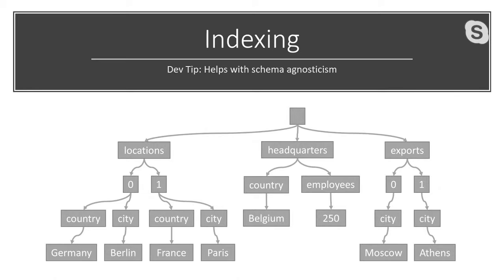Now I could also have a record that comes in with location and headquarters, and it would index those two. The schema agnosticism comes into play because you could have one record that has location and headquarters, and a second one that has location and exports. If you search based on location, you'd get both records. But if you only searched on exports, you'd only get one of the types of records.